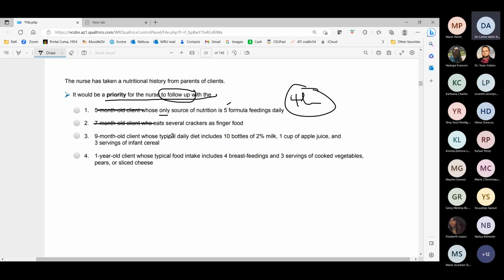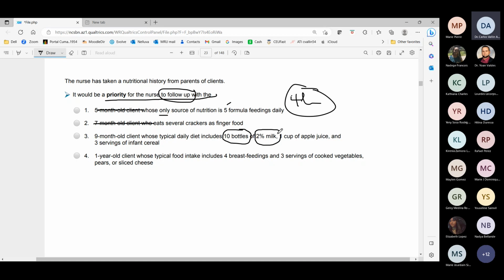A 9-month-old client whose typical daily diet includes 10 bottles of 2% milk, 1 cup of apple juice, they can have apple juice at that time, and 3 servings of infant cereal, can have cereals. Okay. Do you notice something wrong here? A lot. A lot of milk first. Much milk. But worse than that, the child is consuming 2% milk, and 2% milk is cow milk. It's not formula.